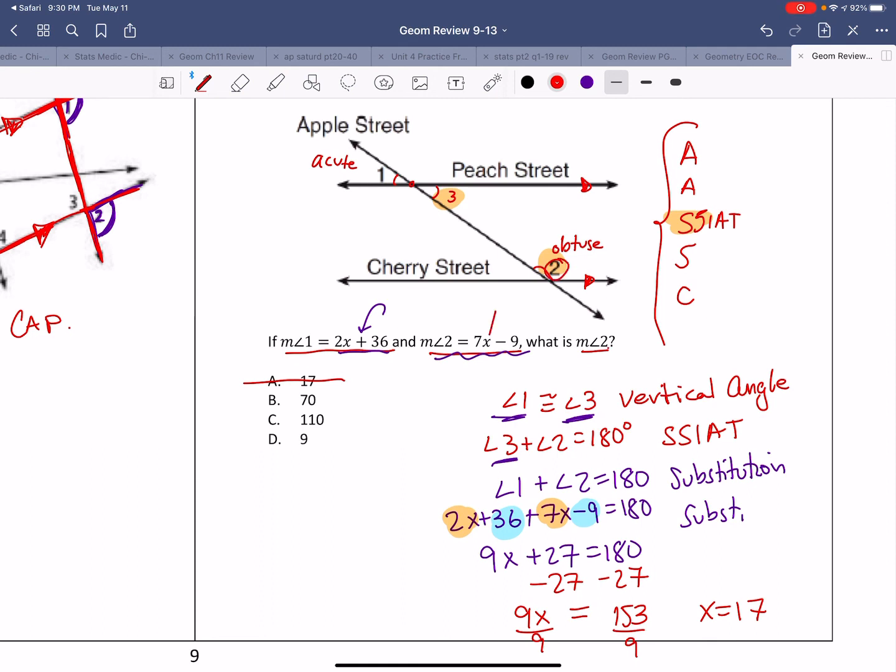So angle 2, if we substitute 17 in for x, so the measure of angle 2 is, I'm just copying this down again, 17 times 7 minus 9. 17 times 7 minus 9 is 110. Oh, and looky there. My guess in the beginning was correct to begin with. Nice work.